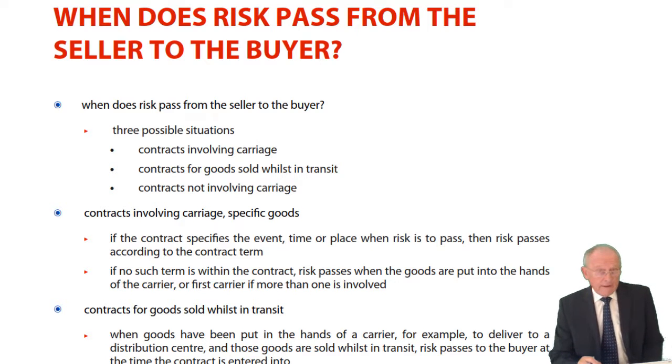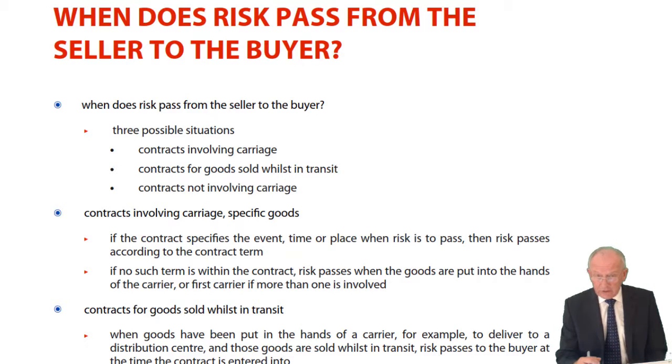We're going to look now at the passing of risk. So we're in a contract for the international sale of goods, the United Nations Convention on Contracts for the International Sale of Goods. And we need to consider at what point within the life of this contract and the process of sale and purchase, at what point does risk pass from the seller to the buyer?